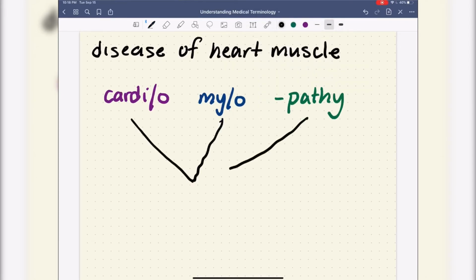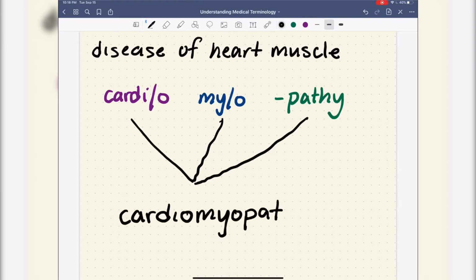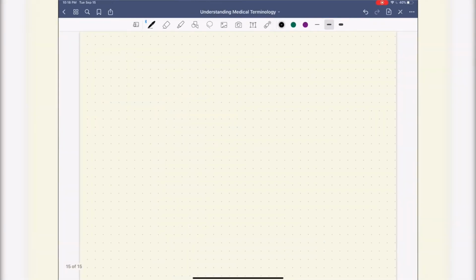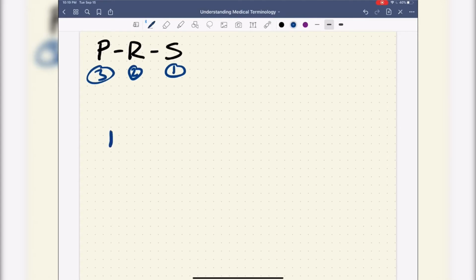When we combine all of these word parts, we would get the word cardiomyopathy. Now that we know how to build medical terminology, let's look at how to break them apart and find their meanings. Again, we should remember that most medical terminology will follow the pattern of prefix, root, then suffix, P-R-S. When breaking down words, we should start backwards, starting with the suffix. With that in mind, let's break down the word neuralgia.